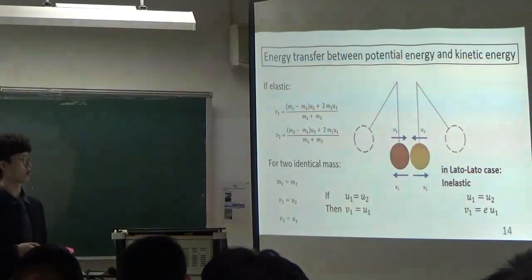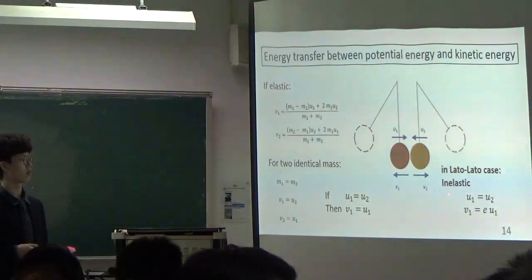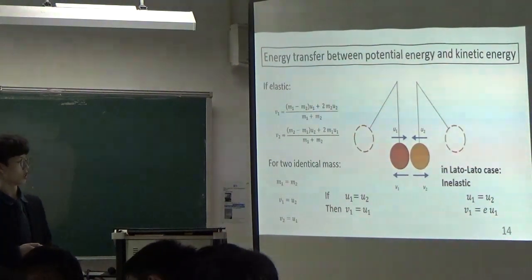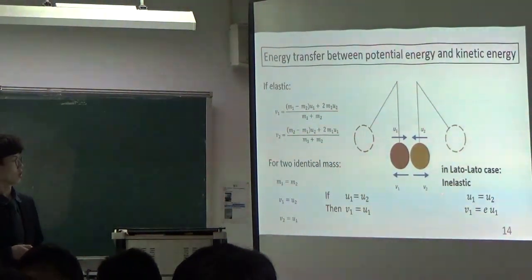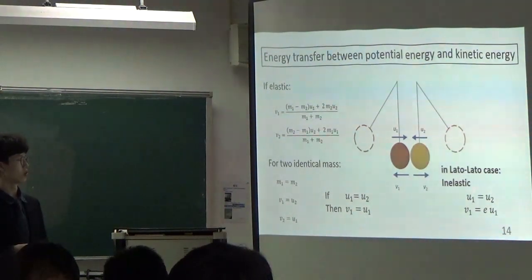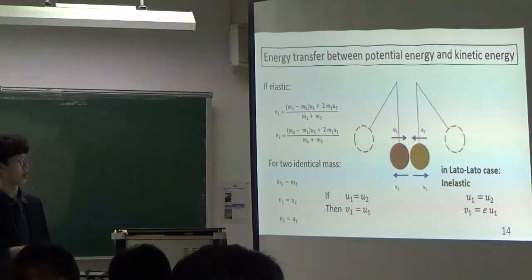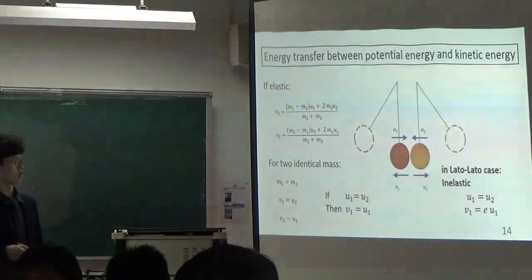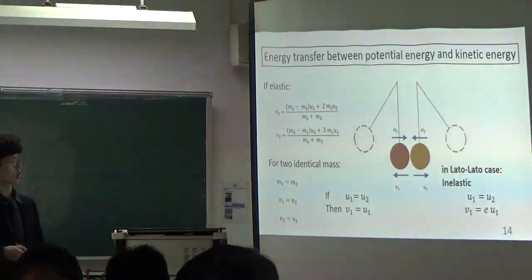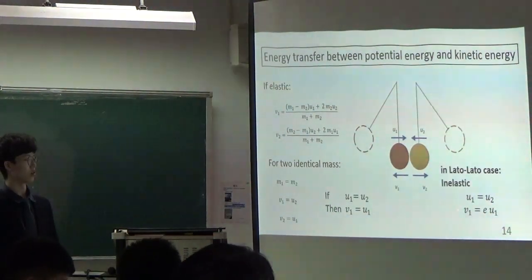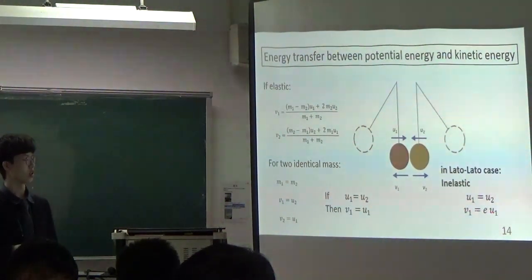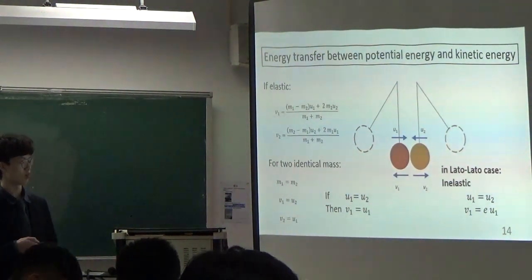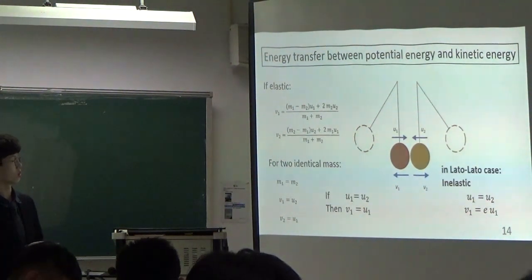However, our lato-lato is in the case of the inelastic. So U1 will equal U2. However, the final velocity will not strictly equal U1. Then there will be the coefficient of restitution between those two velocities.